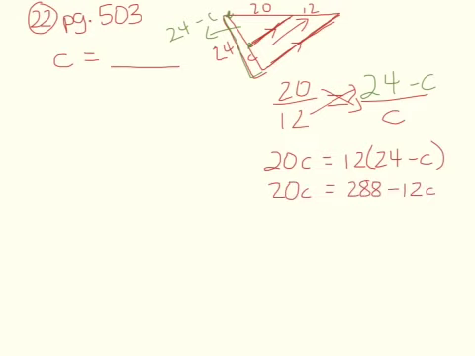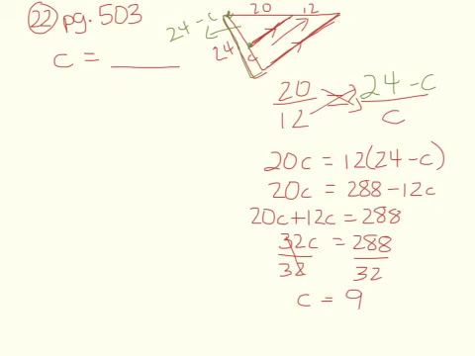Distributing with the 12, I have 288 minus 12C equals 20C. Moving my like terms together, 20C plus 12C equals 288. So 20C plus 12C is 32C. Then I divide 288 by 32, and that tells me that the variable is 9. So C is equal to 9, which means that this other segment is 24 minus 9, which is 15.